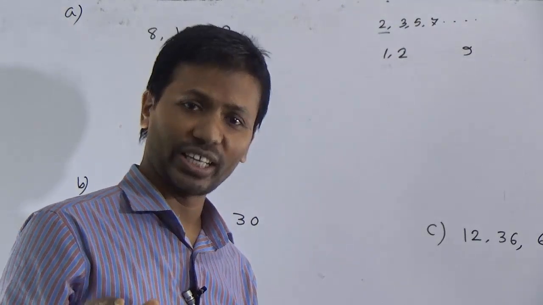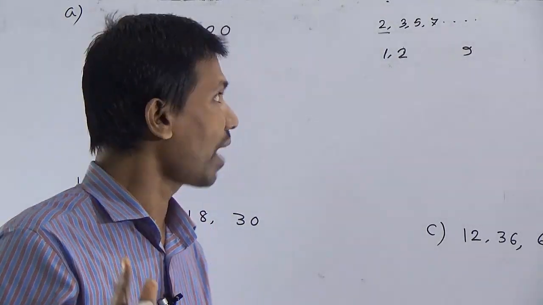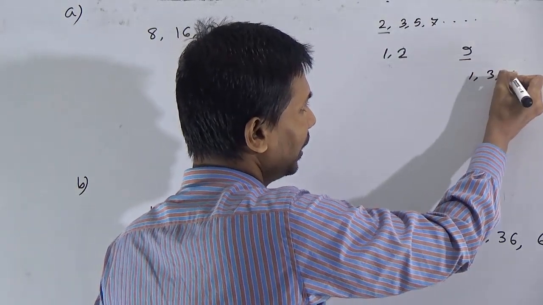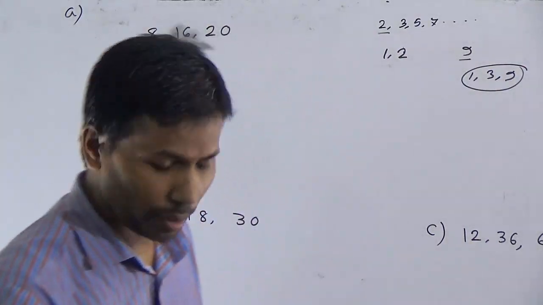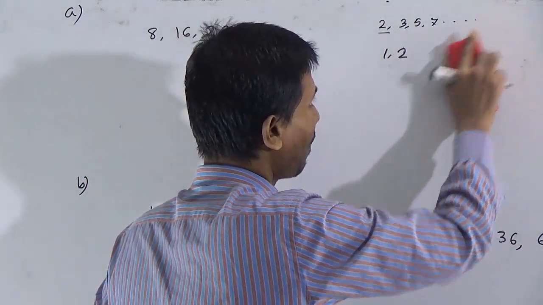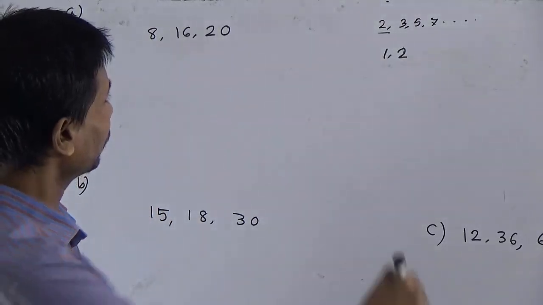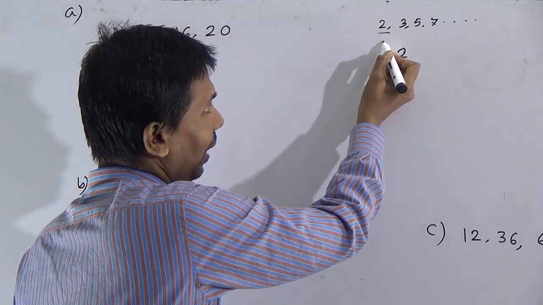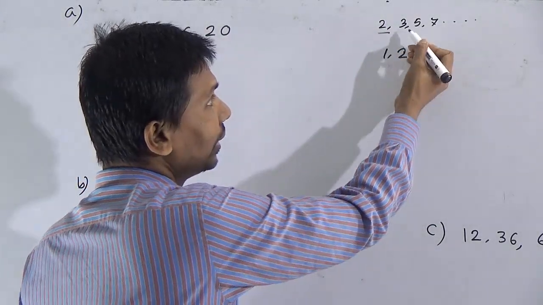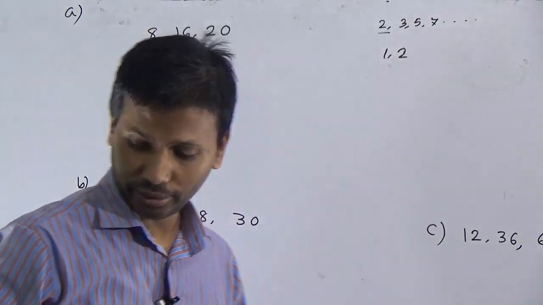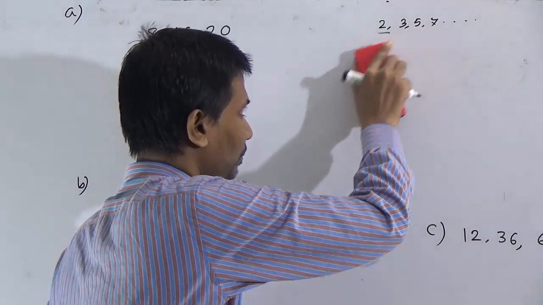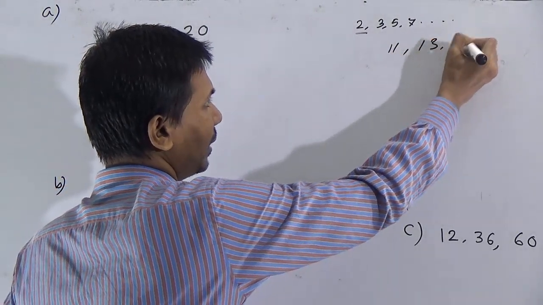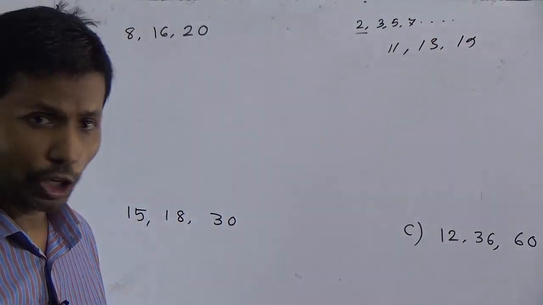So 2 is the smallest prime number. But 9, look, it has three factors, 1, 3, 9. So this is not a prime number. So we understood that 2 is the smallest prime number, and 3, 5, 7 are prime numbers. Like this way, 11, 13, 17, 19 are also prime numbers.